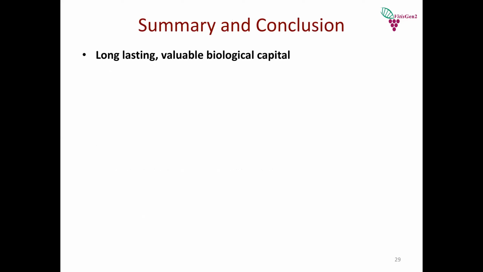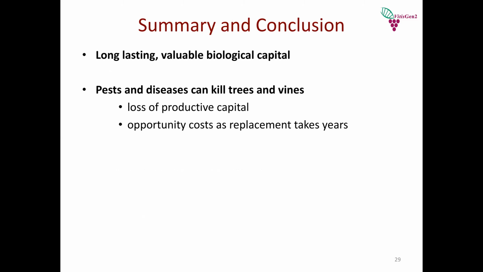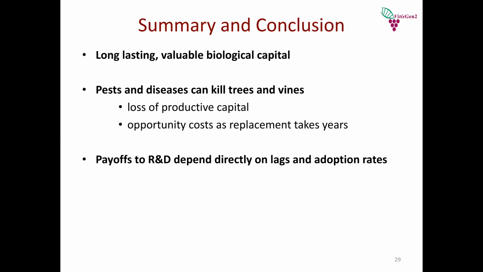Okay, so the bottom line, we're dealing here with long-lasting, valuable biological capital in the form of grapevines, and the genetics is embodied in those vines, and so that changes things for this kind of question compared with, say, new wheat varieties. And pests and diseases can destroy that capital, and if they do that, it takes years to replace, and sometimes it's impossible to replace that capital. I visited a vineyard in South Australia where they have some bushvine Grenache that are 170 years old. You cannot replace that legacy.